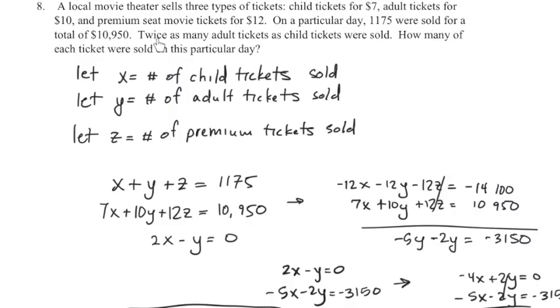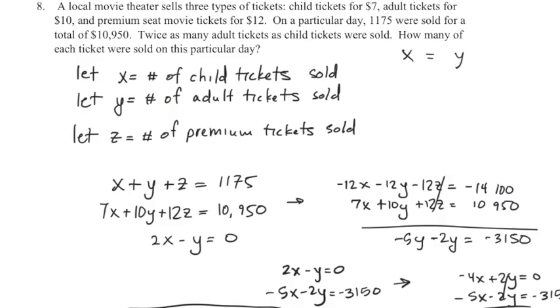Now the next statement is a little tricky: twice as many adult tickets as child tickets were sold. The statement deals with adult tickets y and child tickets x, so this equation is going to include x and y. Twice as many adult tickets were sold as child tickets, so they're not equal. When I'm starting to make an equation here, x and y are not equal to each other because it says twice as many adult tickets as child tickets were sold.